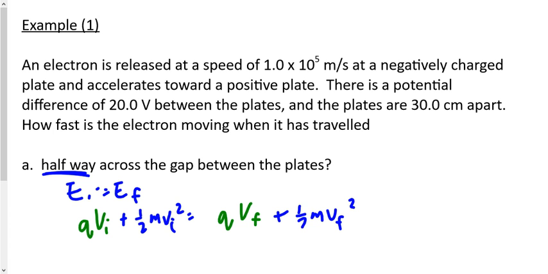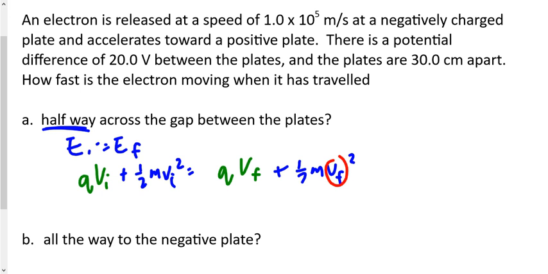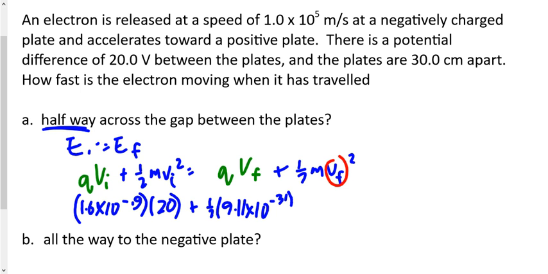Now let's sub in some numbers, and let's try to find the value of speed. This is the one place where I suggest that you sub in numbers first before you rearrange. The charge of the electron is 1.60 times 10 to the minus 19 coulombs. The initial potential is 20 volts. The mass of the electron is on my data sheet, and the initial speed is 1 times 10 to the 5. The charge, once again, is 1.6 times 10 to the minus 19.